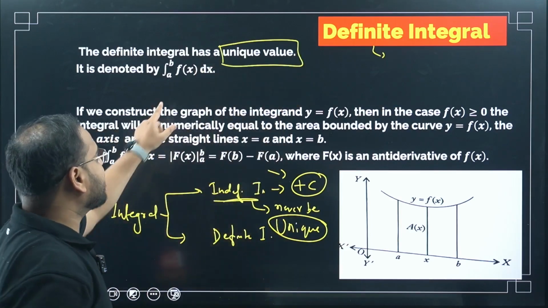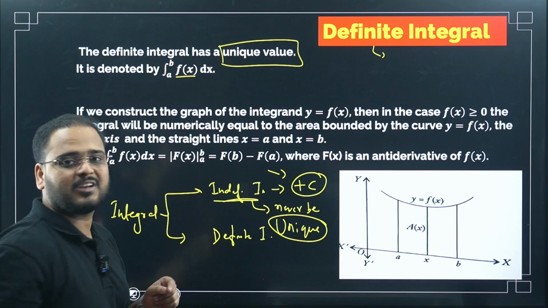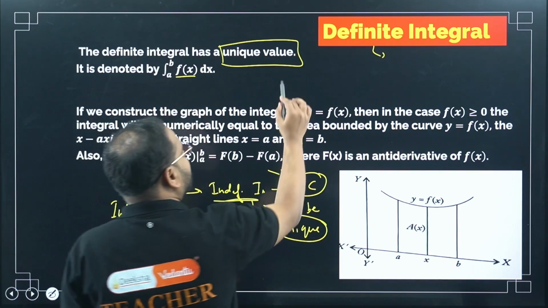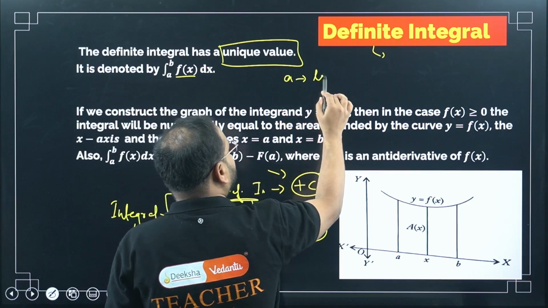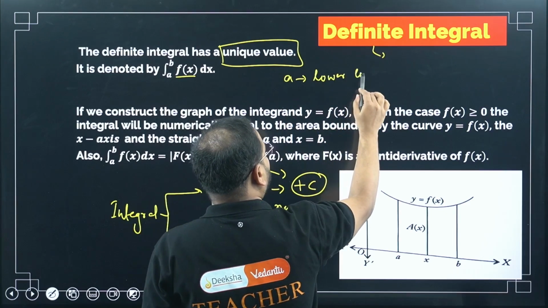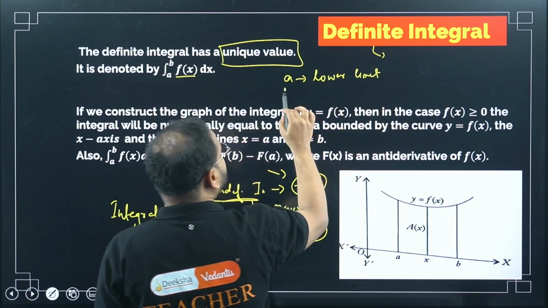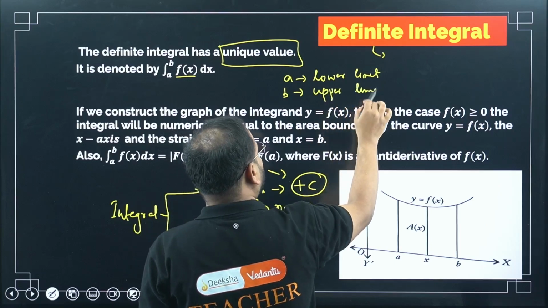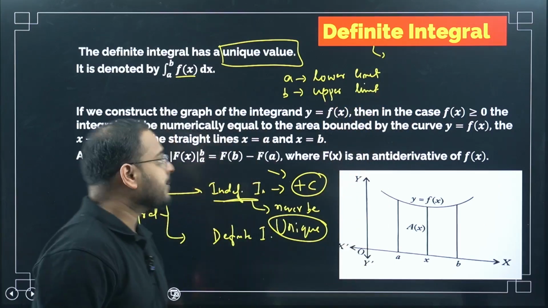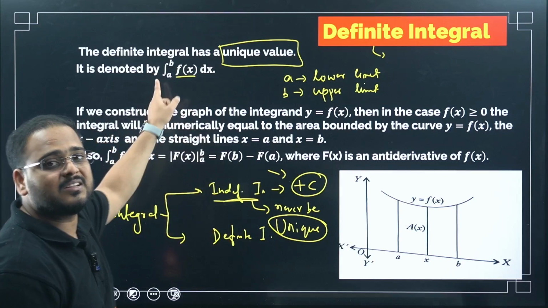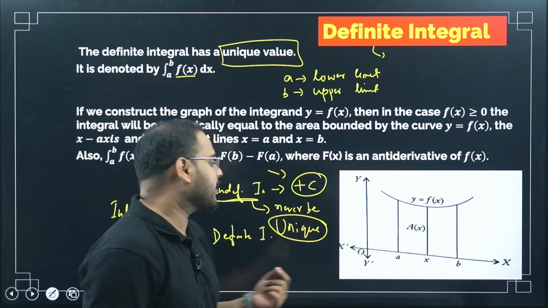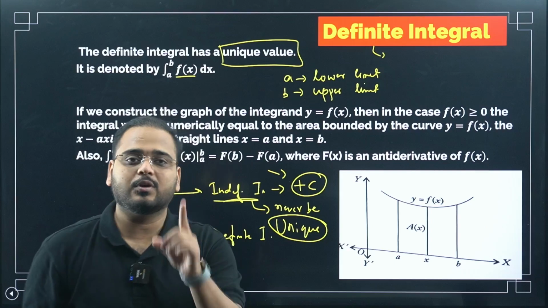So if you integrate the function f(x) in the range of a to b, where a is called the lower limit and b is called the upper limit of integration, and you do this integration in this range a to b, you will get only a unique value. You will not get any random value. You will have only one value, okay?